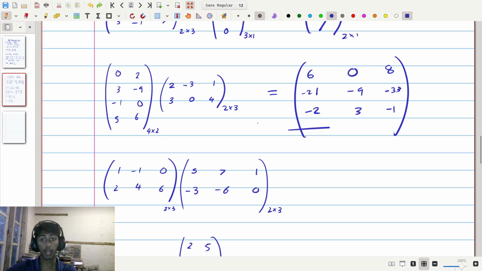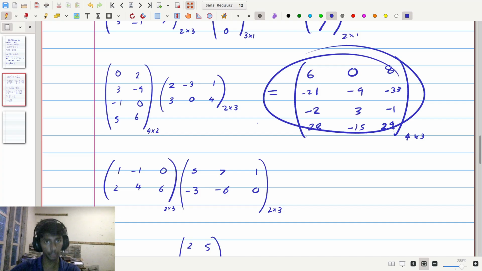For the last row, row number 4, the first element is going to be this times this, which is 5 times 2, 10, plus 6 times 3, 18. 18 plus 10 is 28, so the element here is 28. Then we're going to have this times this, which is 5 times negative 3, negative 15, 6 times 0, 0, negative 15 plus 0 is equal to negative 15. The final element here is this times this, which is 5 times 1, 5, plus 6 times 4, 24. 24 plus 5 is 29, so the final element here is 29, and we can see this 4 by 3 matrix is going to be our solution.